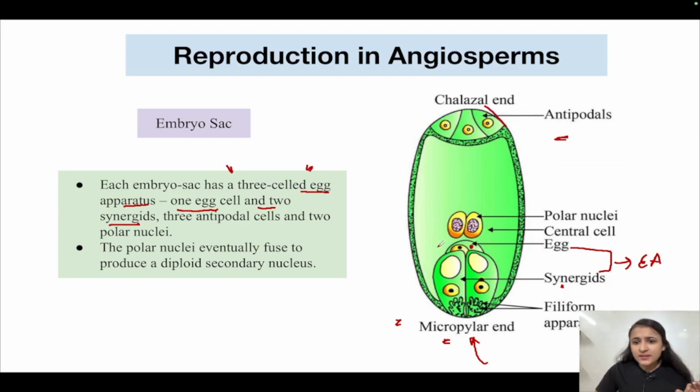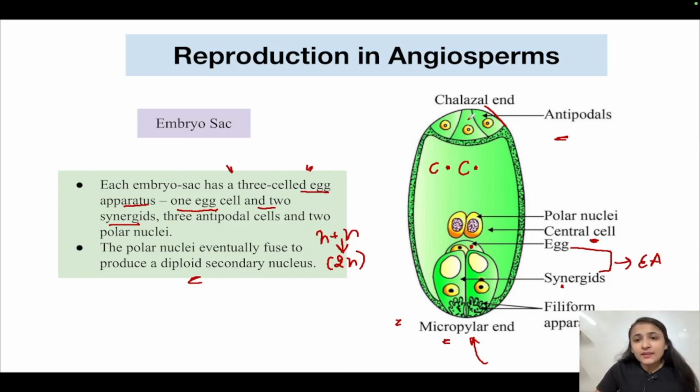In the center is this cell, which is known as the central cell. The central cell is present in the center and bears 2 polar nuclei, 1 nucleus and the second nucleus. Initially they have not fused with each other; they are present separately. But eventually they will fuse to form a diploid secondary nucleus, that is, they will form a 2n condition. Initially they are present in the n plus n condition, and when they fuse they will form the 2n nucleus, or the diploid secondary nucleus.